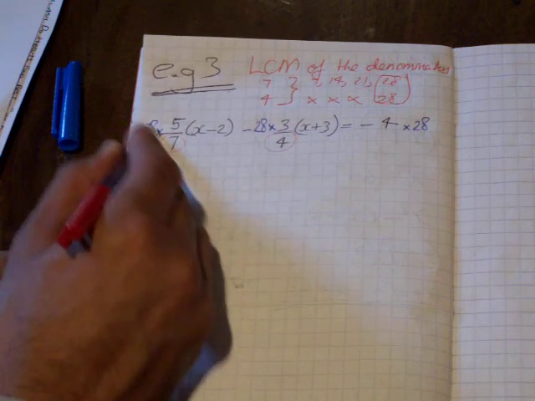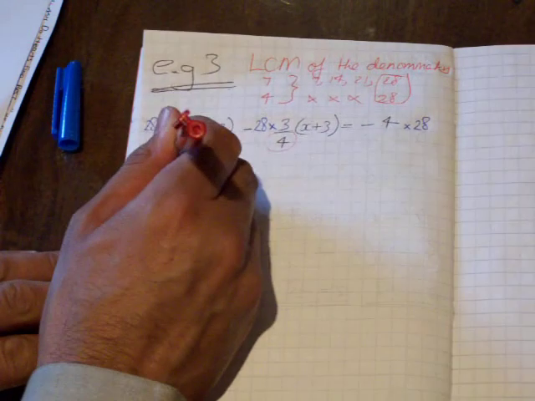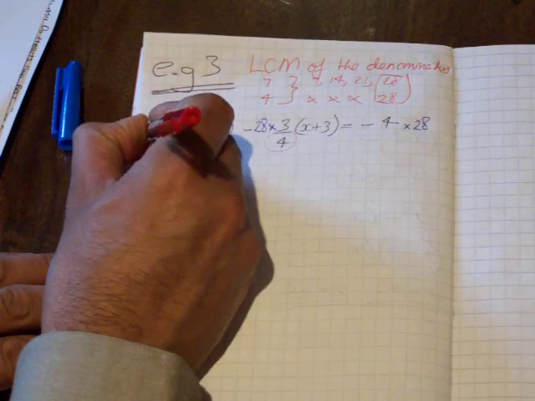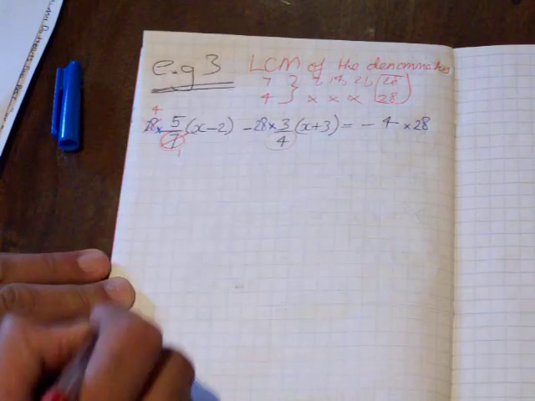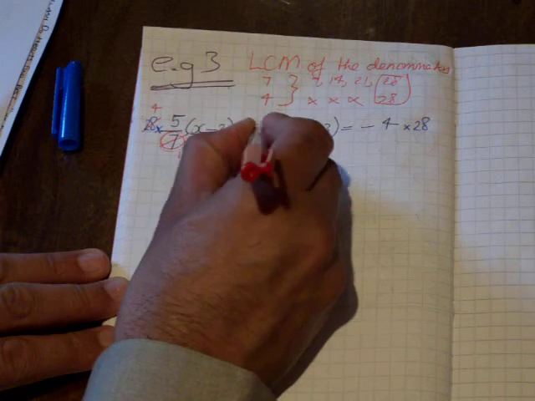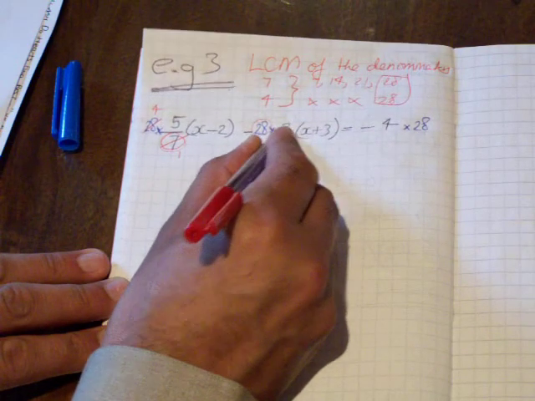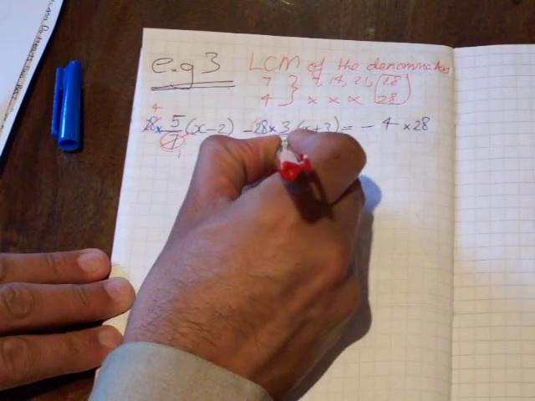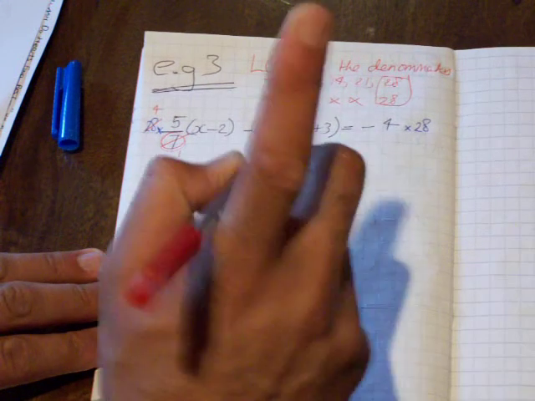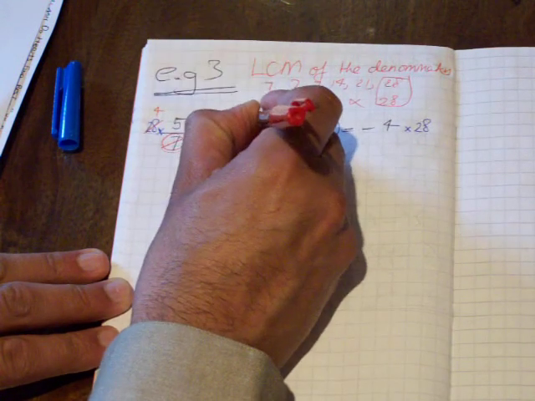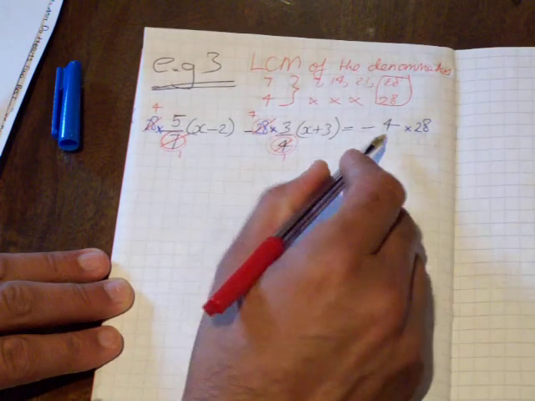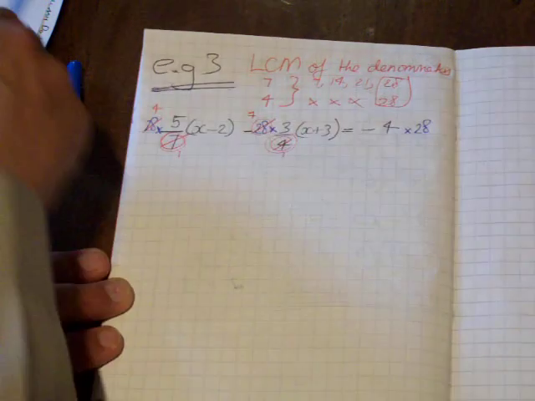You can cancel now diagonally. So if I divide this by 7, it'll give me 1. If I divide 28 by 7, it'll give me 4. This 4 and this 28, 28 times by 3 divided by 4, I can cancel diagonally. If I divide 4 by 4, it'll give me 1. And 28 by 4 will give me 7. Okay, and then we just have to multiply it out.